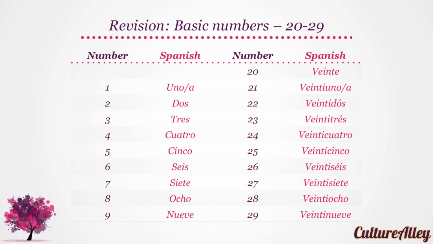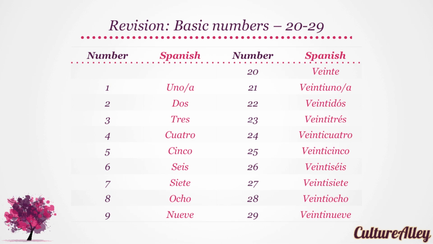Let's go through them. 1 becomes uno or una, and 21 becomes veintiuno or veintiuna. 2 is dos, and 22 will be veintidós, with an accent mark. 3 becomes tres, and 23 is veintitrés. 4 will be cuatro, and 24 is veinticuatro.